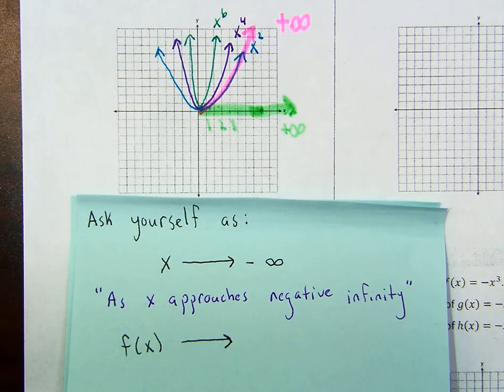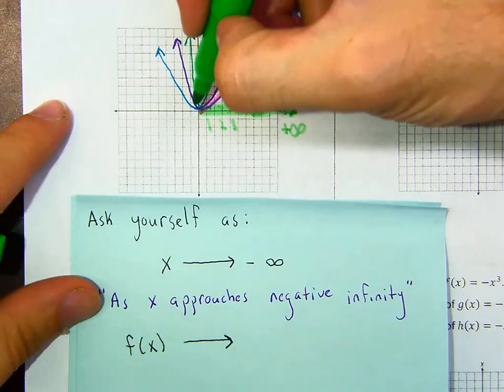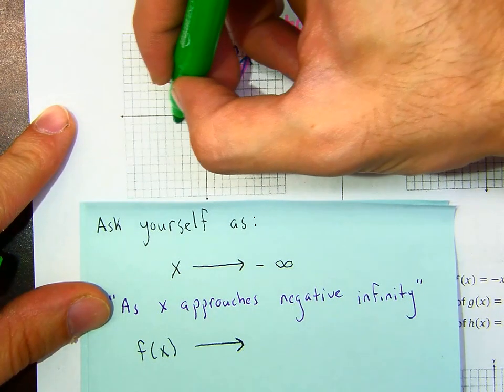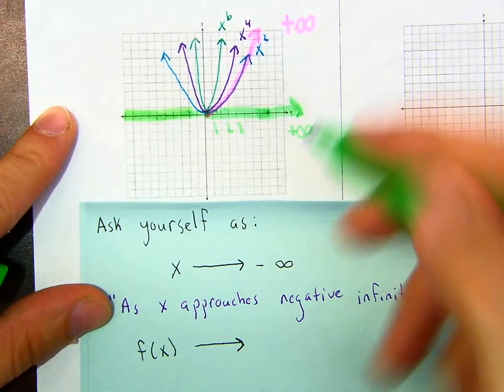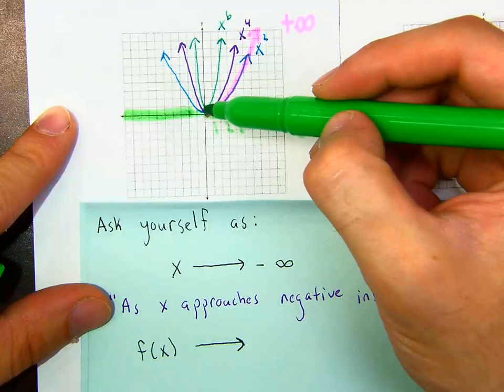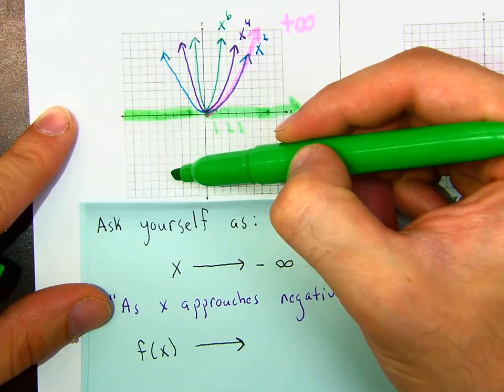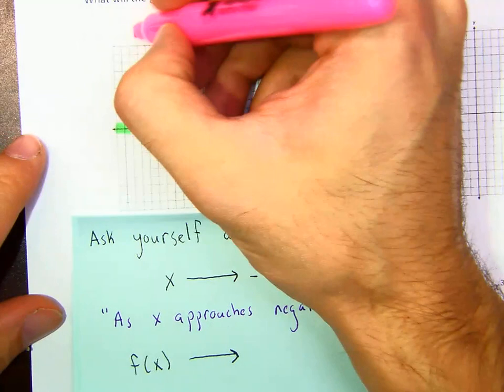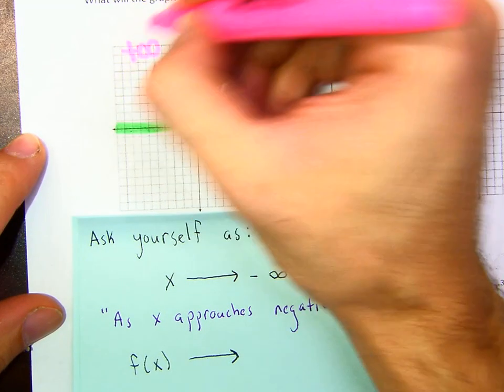Well, let's take a look over here. Where is negative infinity for the x? When I'm going this way, where is the graph going? Is the graph going to positive infinity, or is the graph going to negative infinity? And the answer is pretty straightforward. It's just going to positive infinity.